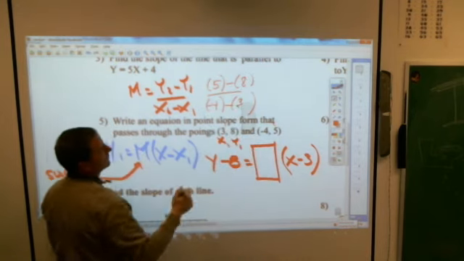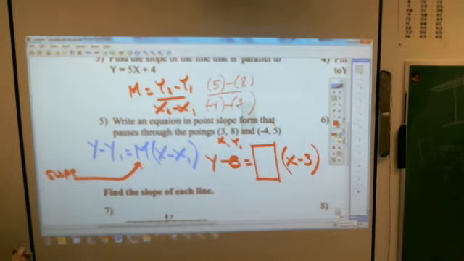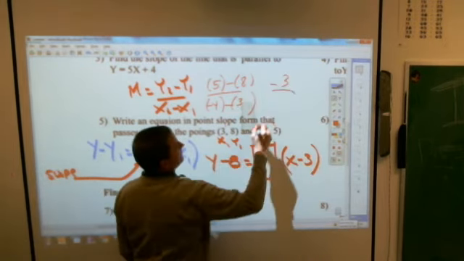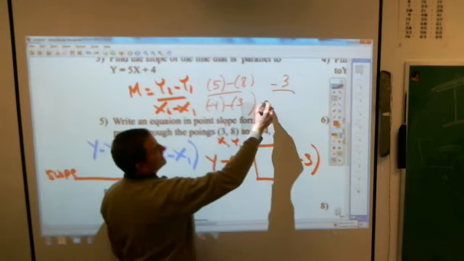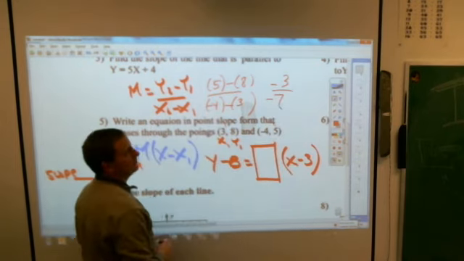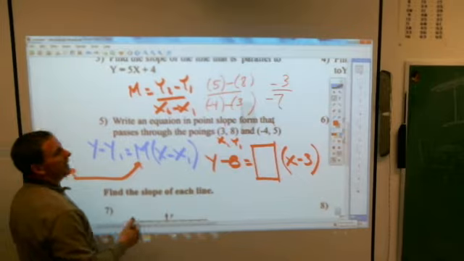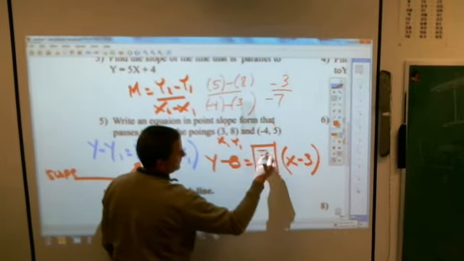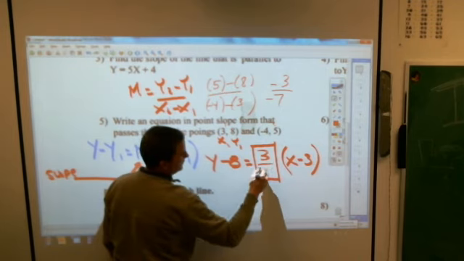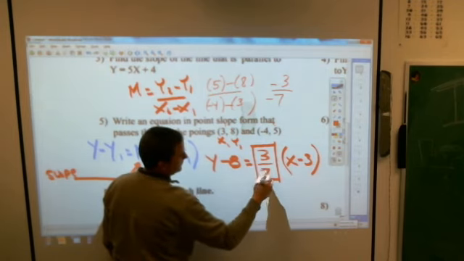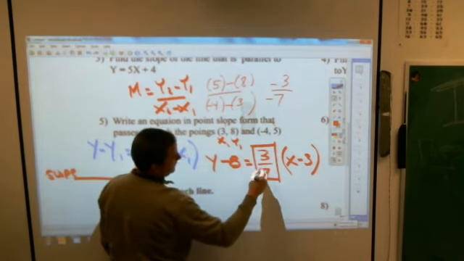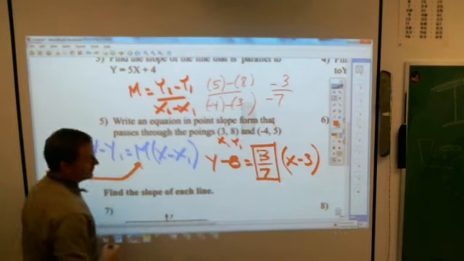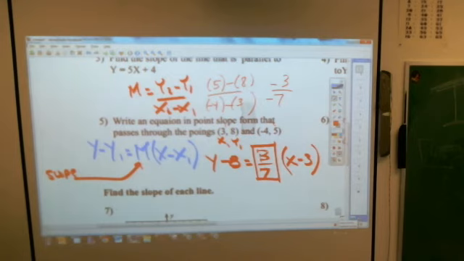Did I get it right? 5 minus 8 is -3. -4 minus 3 is -7. 2 negatives make it a positive 3/7. Is that the one we had issues on? It was. Yeah. It should be positive 3/7. Those of you that got negative can argue with me and we'll see, maybe I made a mistake, but that's what it should be.